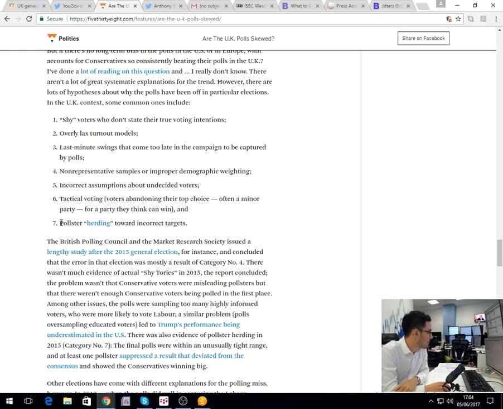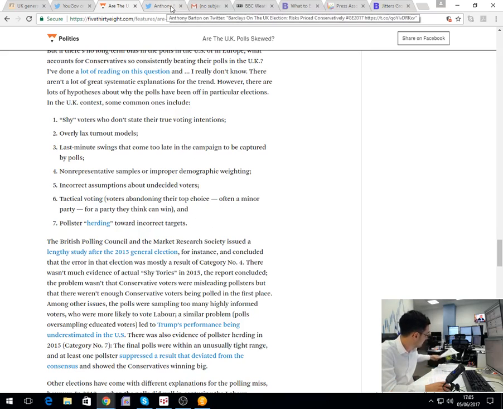And the other thing is pollster herding toward incorrect targets. But I would say, given the wide divergence in pollsters in the UK specifically, that's probably a lesser concern here. So a couple of things, food for thought, to look out for.